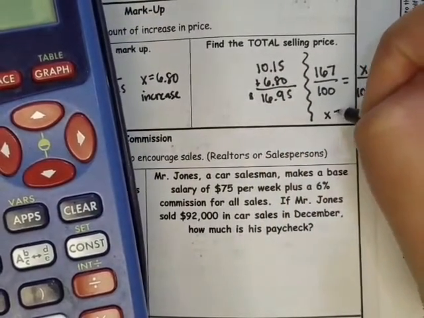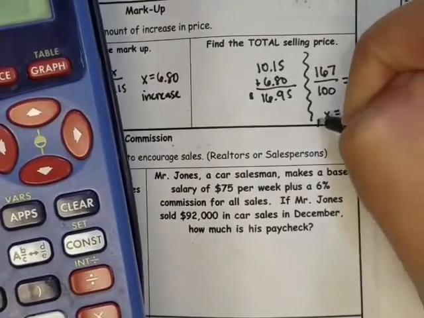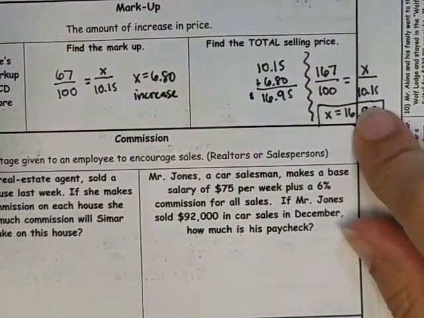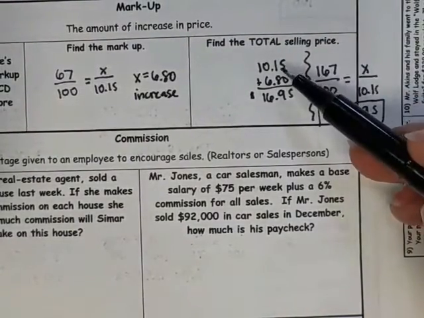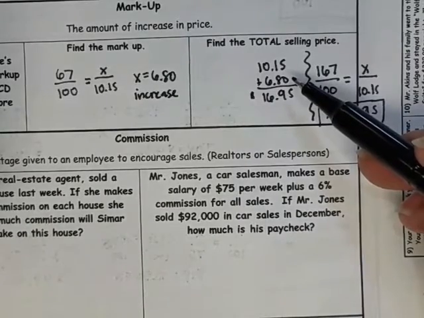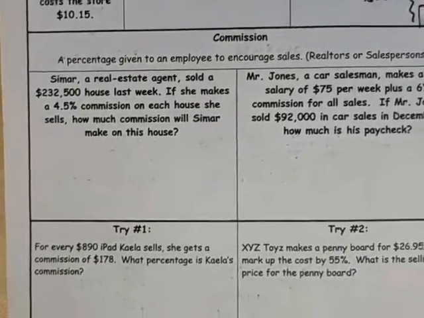If you don't particularly care to do it that way, you do not have to. I just know that this is a faster way to get to the answer when doing markup. So you include the 100% plus the percent markup, and then you add them together. Okay. All right, moving on.